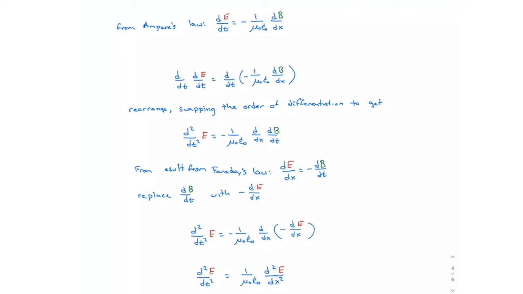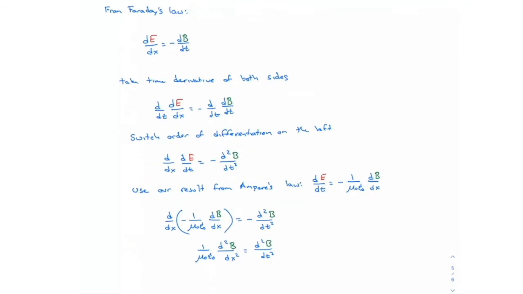But first, this was the electric field. I can do a very similar analysis to derive a wave equation for the magnetic field that has the same form. I'm just going to start with the result from Faraday's law and then take the time derivative of both sides. And then I'm going to switch the order of differentiation to get this result, and then use the result of Ampere's law to replace this expression for the electric field with an expression for the magnetic field. And then when I simplify that, I get a relationship for the magnetic field that has the same wave equation form.